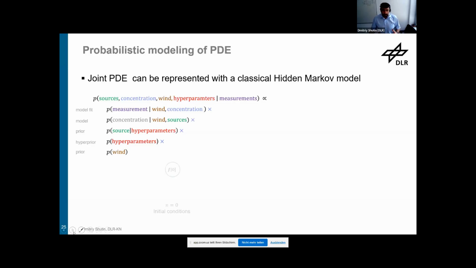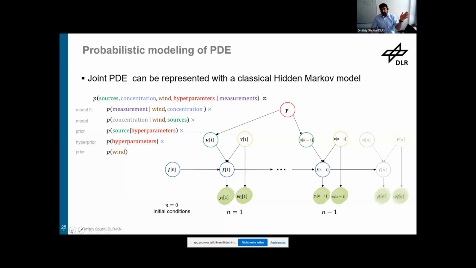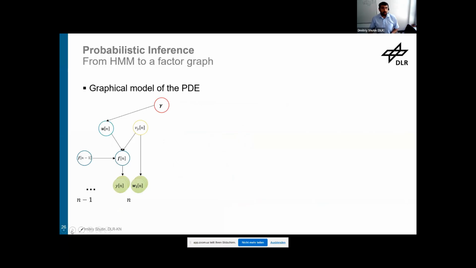And one approach to model this system is to use a classical hidden Markov structure, right? So we have an initial state of our concentration, which transitions to another state because we have a time-varying process. We have some measurements of the concentration. We have some measurements of the wind. And if you bring all these parameters together, we have a dynamical system that tells us how our concentration will change over time. And our goal is, of course, to estimate these parameters. So we need to run an inference over this model.